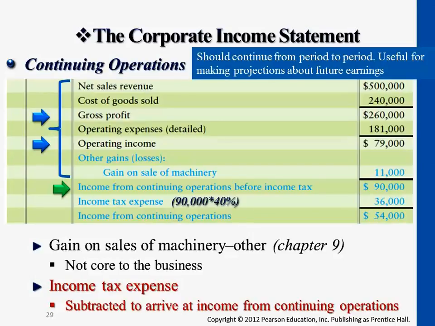Okay, so this first section here is called the continuing operations section of the income statement. We would have a continuing operations section, and if the company does have special items, then they have a special items section. And then the last part is the earnings per share section.